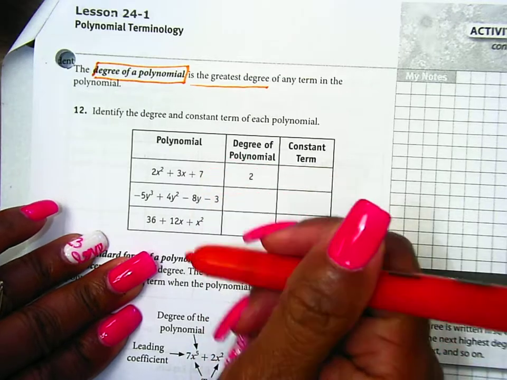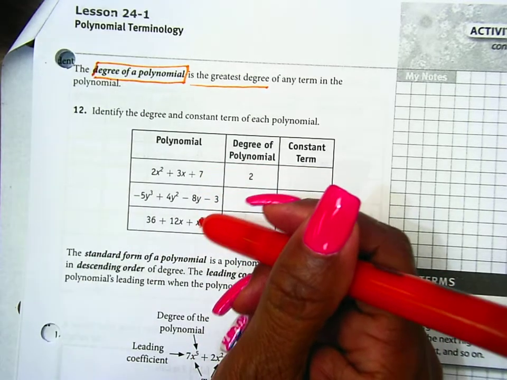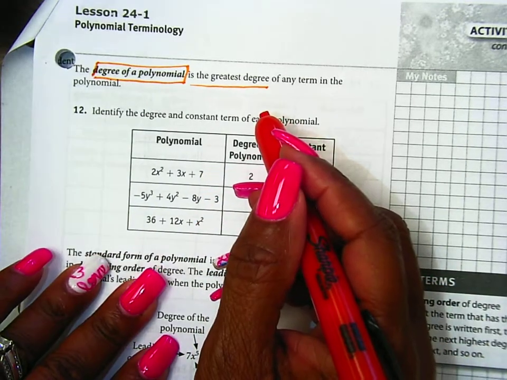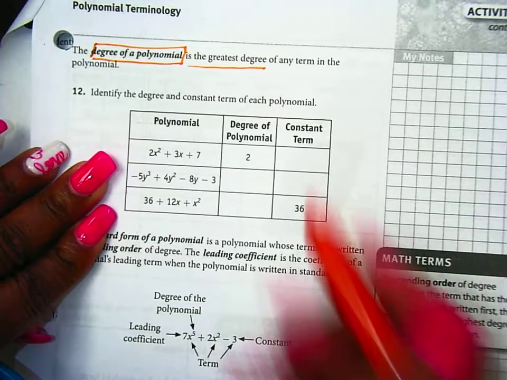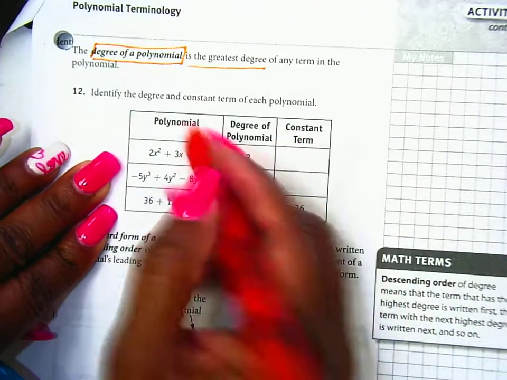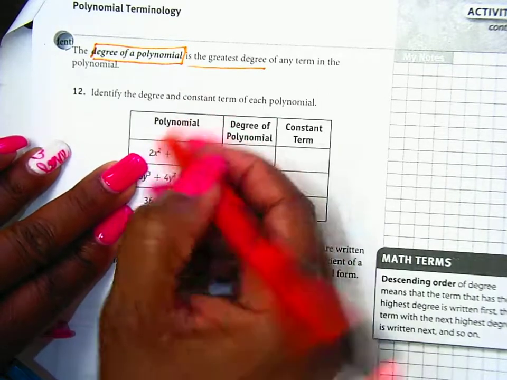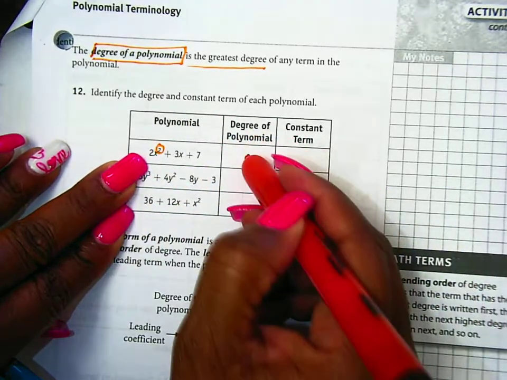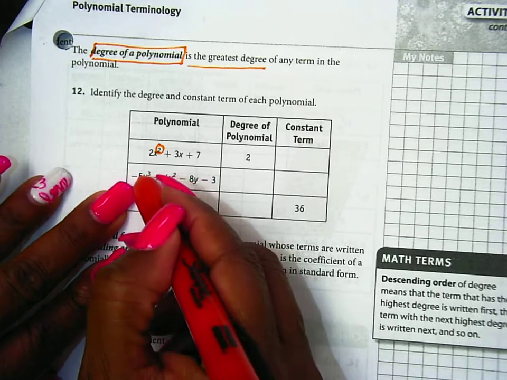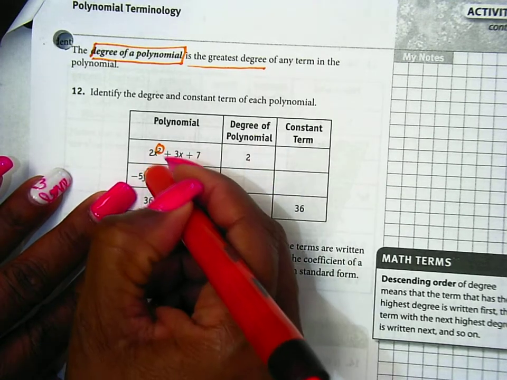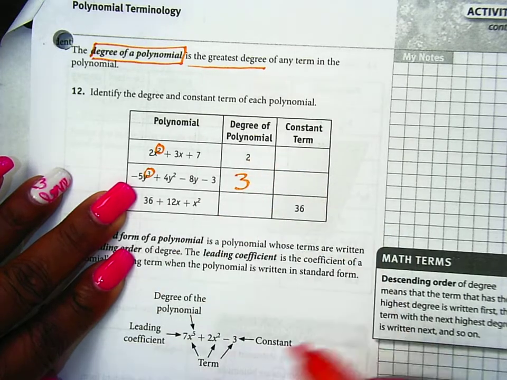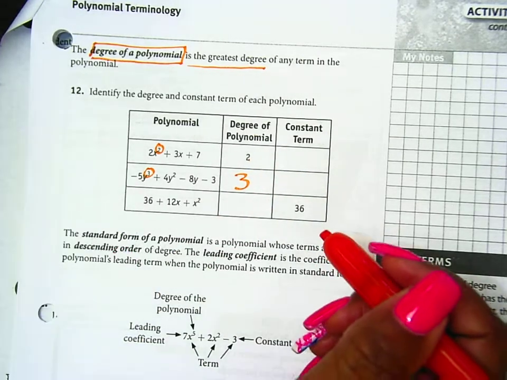And most of the time, guys, for Algebra 1, we're just dealing with one variable in a term, especially when it's in the polynomial format. So I'm looking, and the highest exponent here is a 2. So the degree of the polynomial is 2. We got y to the third, y squared, y to the first, and we have y to the 0. That 3 is the degree of the polynomial.